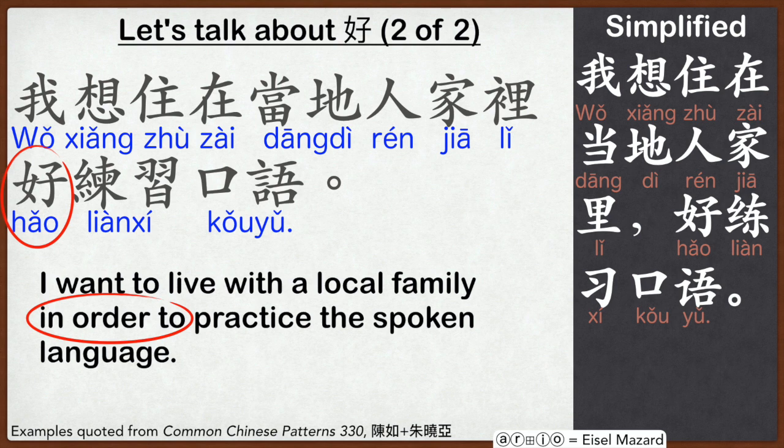I want to live with a local family in order to practice the spoken language. 我想住在当地人家里，好练习口语。 Again, look at the word circled in red. It doesn't say "in order to," it says 好.